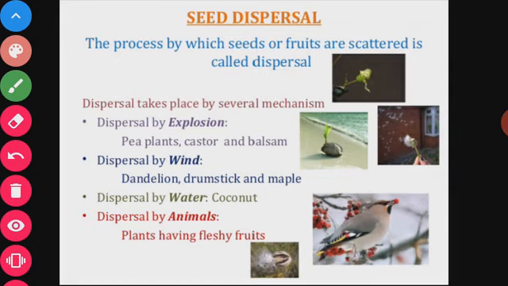Seeds also get stuck to the outer feathers of birds and travel long distances along with the birds. In this way they get dispersed. For example, the spiny seeds of xanthium get dispersed by animals. These are the different agents by which seed dispersal takes place: dispersal by explosion, by wind, by water, and by animals. Both animals and birds play an important role in the scattering of those seeds.